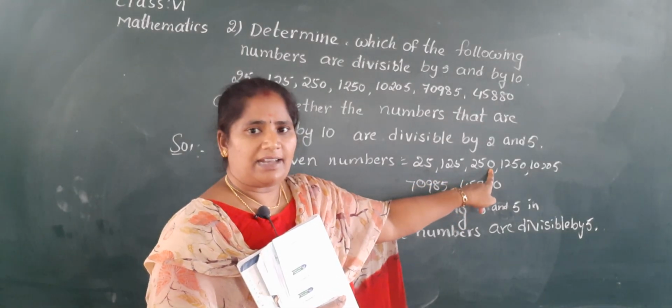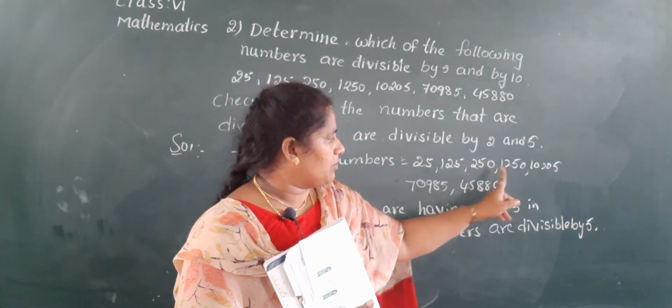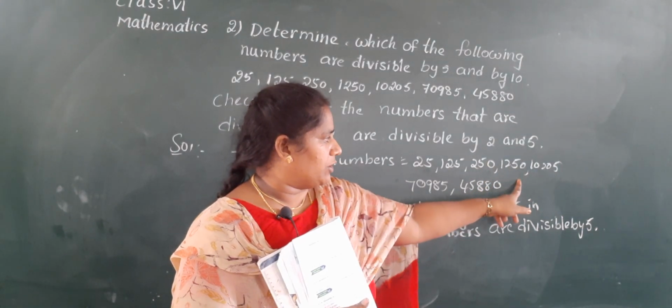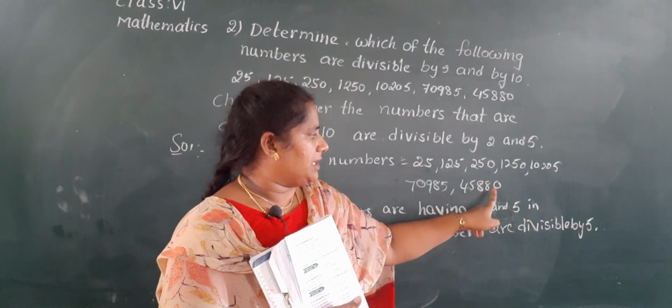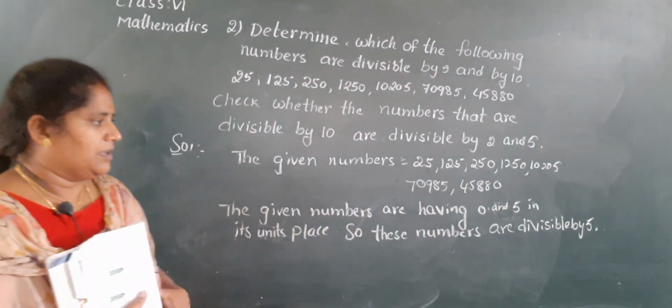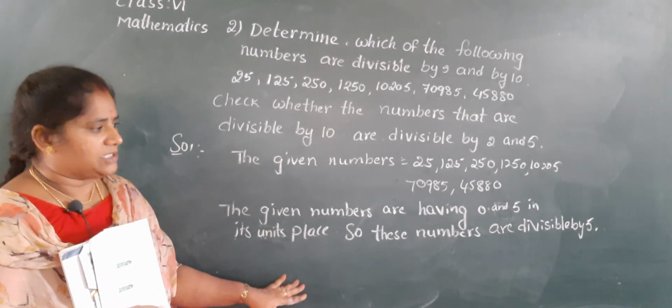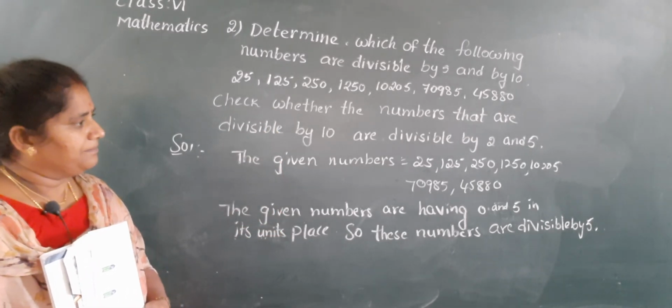Yes, these numbers have 0, 0, 0. Yes, in these numbers only 3, 250, 1250, 45,880. These 3 numbers are only divisible by 10. So, note down in your classwork neatly, later we continue. Here the space is not enough for the remaining answer.